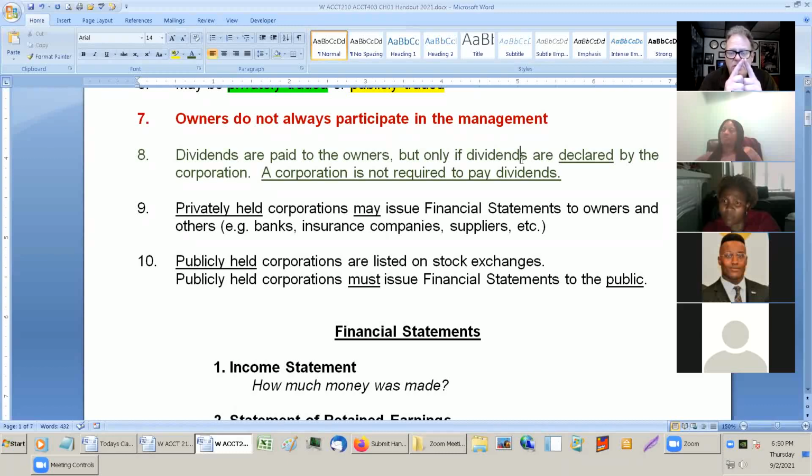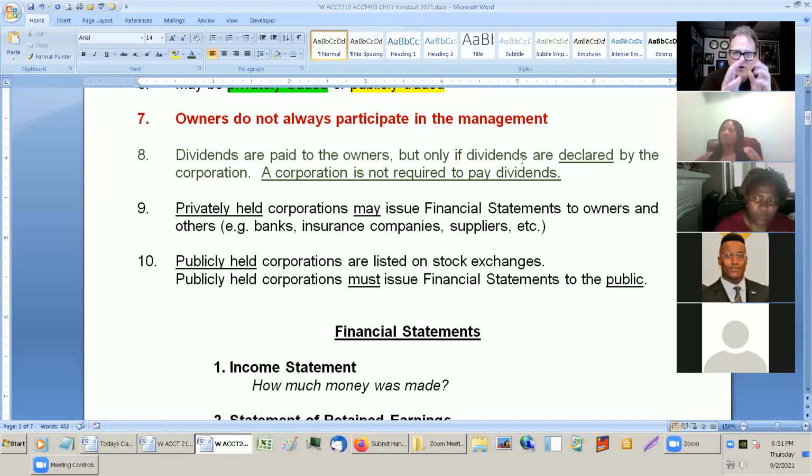We can't pay any dividends. We're not going to declare any dividends. So if they don't declare any dividends, they're not required to. Yeah, but the declaration of it, I should make that more clear on this.